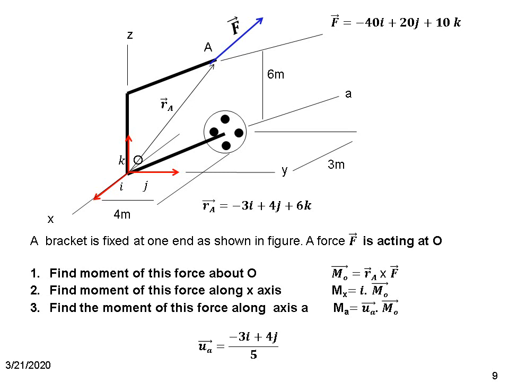Then the second question is the moment of this force about the x-axis. So you take a dot product of I, which is the x-axis, with MO. The third one is the moment about a given axis AA. Since the unit vector of axis A is given as minus 3I plus 4J divided by 5, you take a dot product of this with the moment of force about point O. If you take the dot product, you get the answer for the third question. We will solve this problem in class.